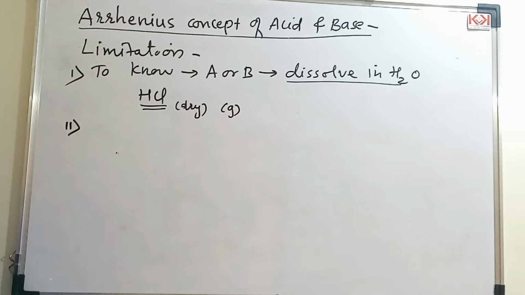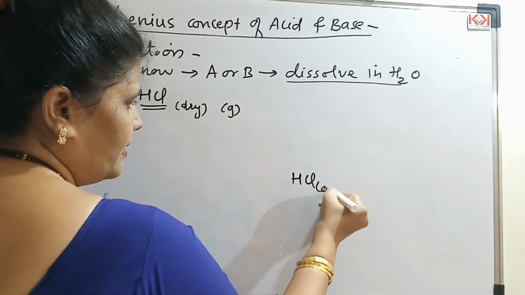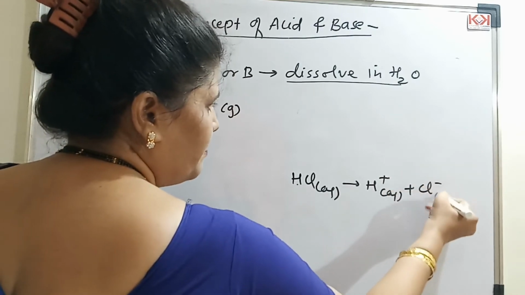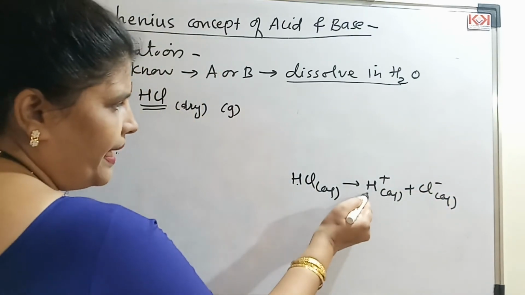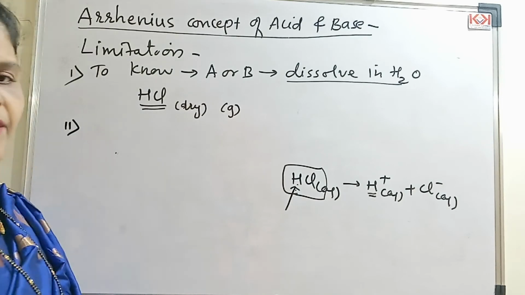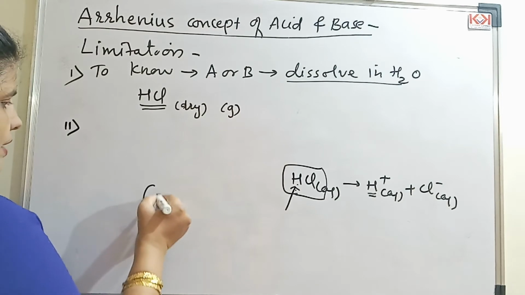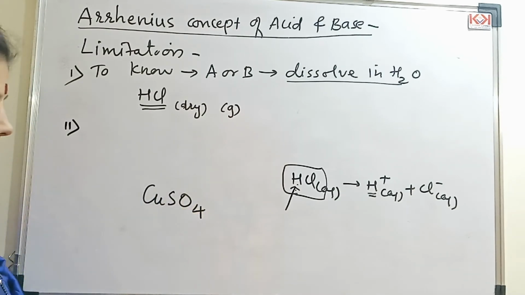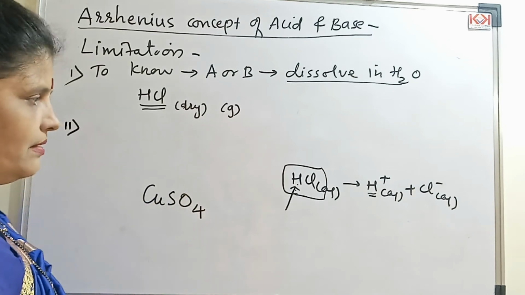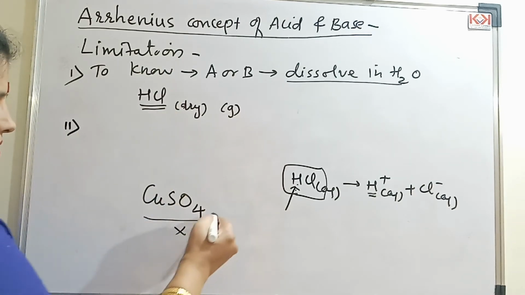See the second limitation. Let us revise the concept of acid. If I take HCl and I dissolve it in water, I get H plus and Cl minus ions. Means to liberate H plus, the species must have a hydrogen in the given molecule. Substances like CuSO4, copper sulfate, there is no H here. So when I dissolve this in water, it won't give me H plus. Right? So according to Arrhenius, this is not an acid. But actually this is acidic in nature.